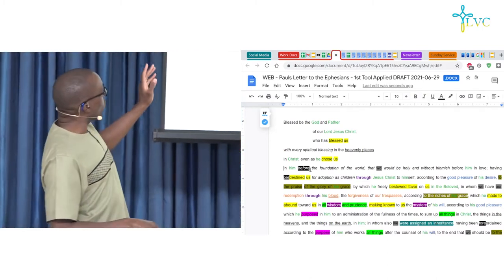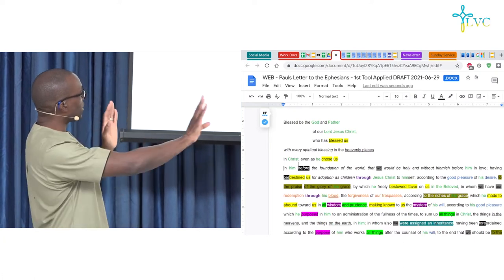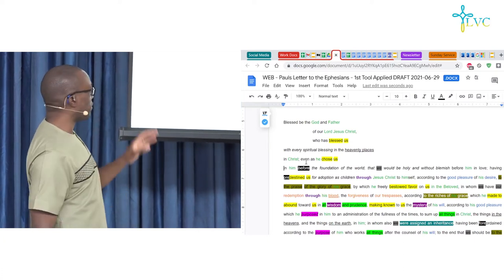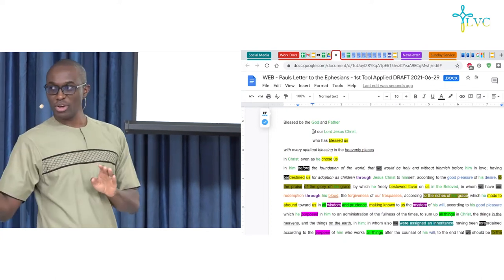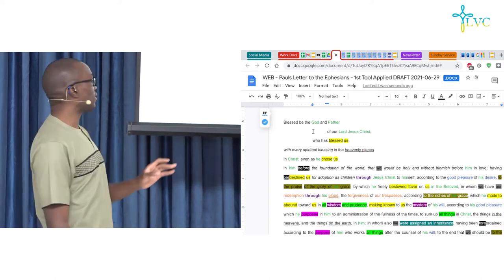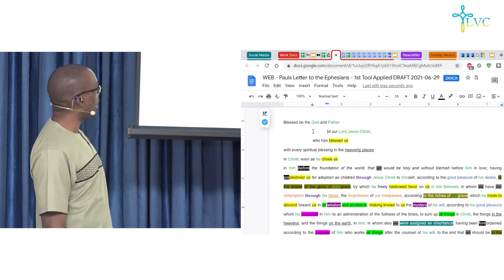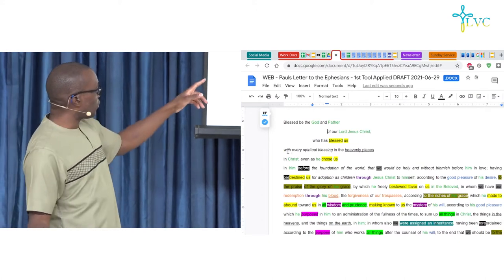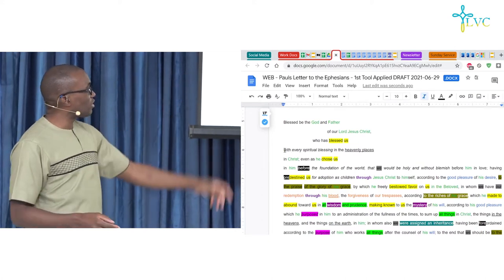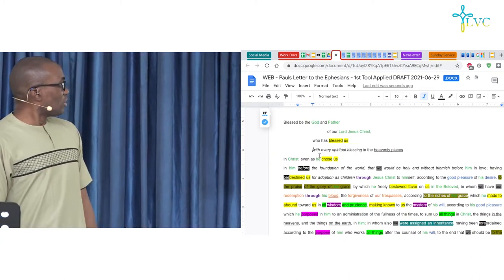So then maybe what we should do is, where we have of our Lord Jesus Christ, we should push that, maybe tab it one more time, because that's specifically referencing Jesus, but you guys have said everything else is actually from God. The source is from God. So with every spiritual blessing, we'll put that also in line with who has blessed us. And then the next preposition someone pointed out was in. So after blessing, we have in. That's the next preposition. So we put that on a new line.